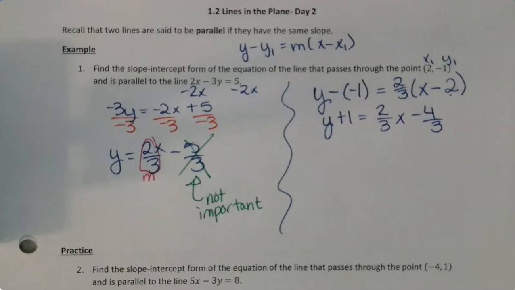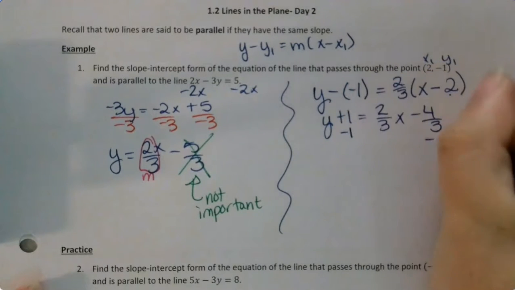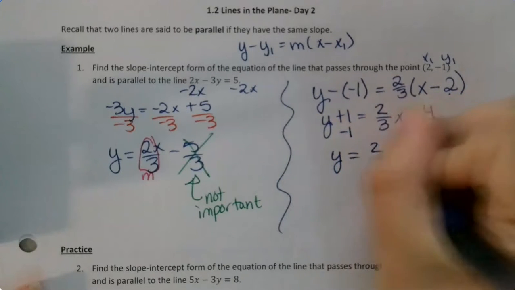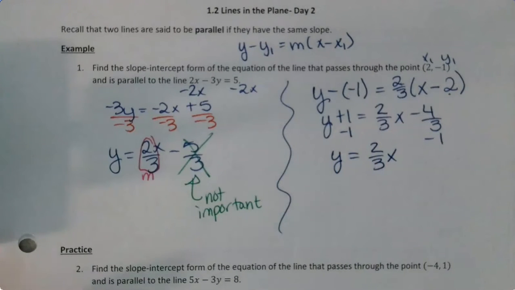And then I want to do what? Get y by itself, so I'm going to subtract 1 on both sides. It's going to get me y equals 2/3 x. And do you guys know what -4/3 minus 1 is?